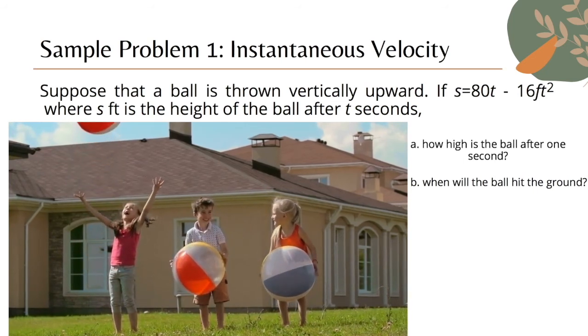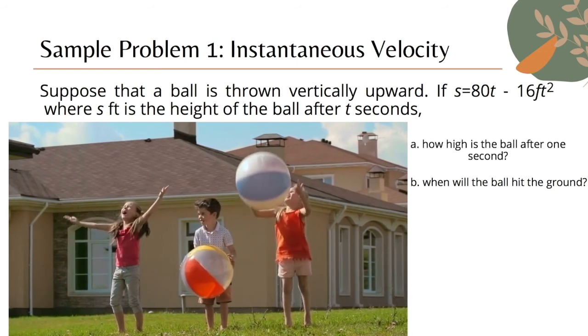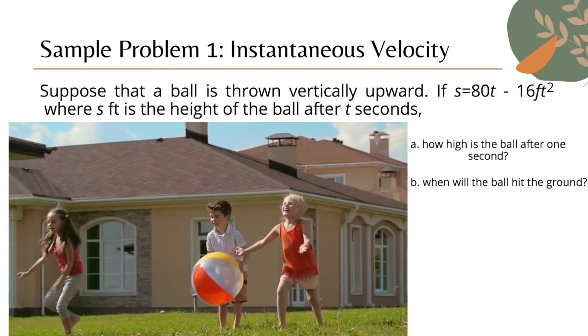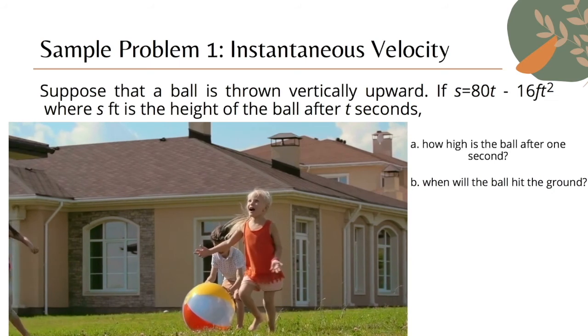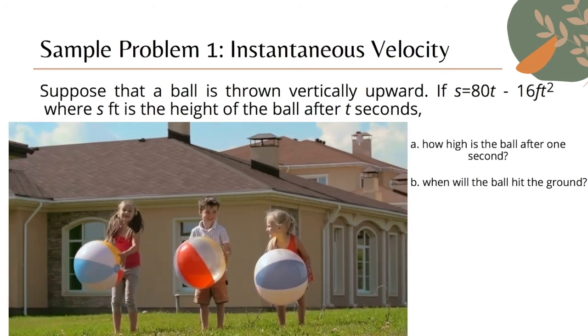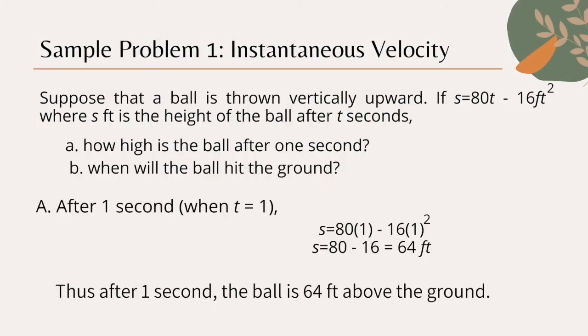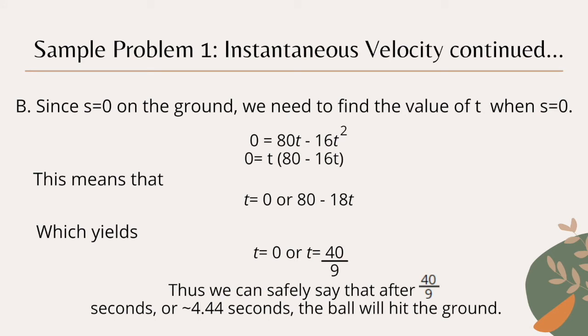Suppose that a ball is thrown vertically upward, and given its motion equation s = 80t - 16t², where s, expressed in feet, is the height of the ball after t seconds. Question: how high is the ball after 1 second? When will the ball hit the ground? For the first question, how high is the ball after 1 second? When t equals 1, we'll just have to substitute 1 in the original equation. Thus, after 1 second, the ball is expected to be 64 feet above ground. For the second question, when will the ball hit the ground, we'll have to do the following.